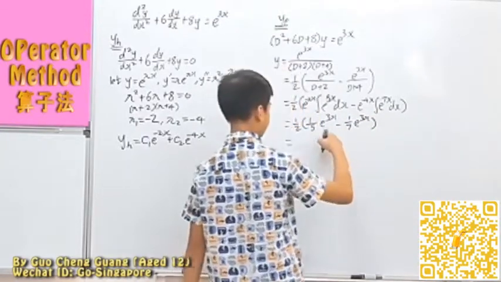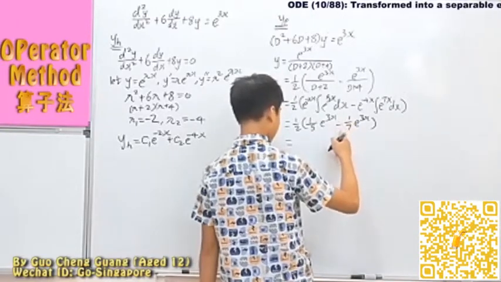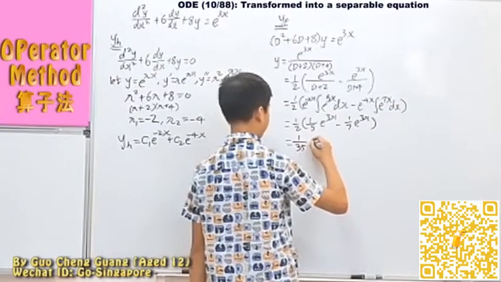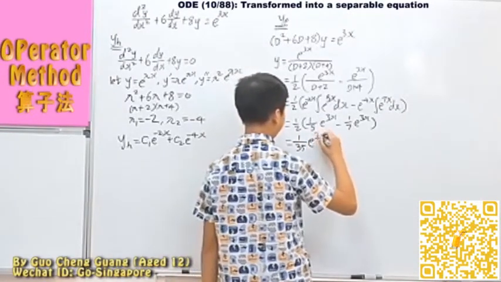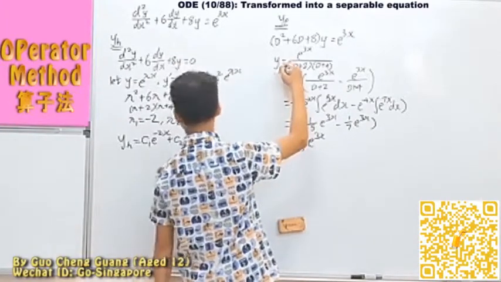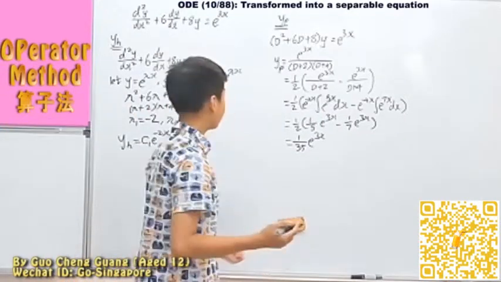So when you subtract these two, you'll have 2 over 35, but 2 will simplify with this 2, that means you'll get 1 over 35 e to the power of 3x. So here is our particular solution. Okay, homogeneous solution, particular solution, we have both found it.